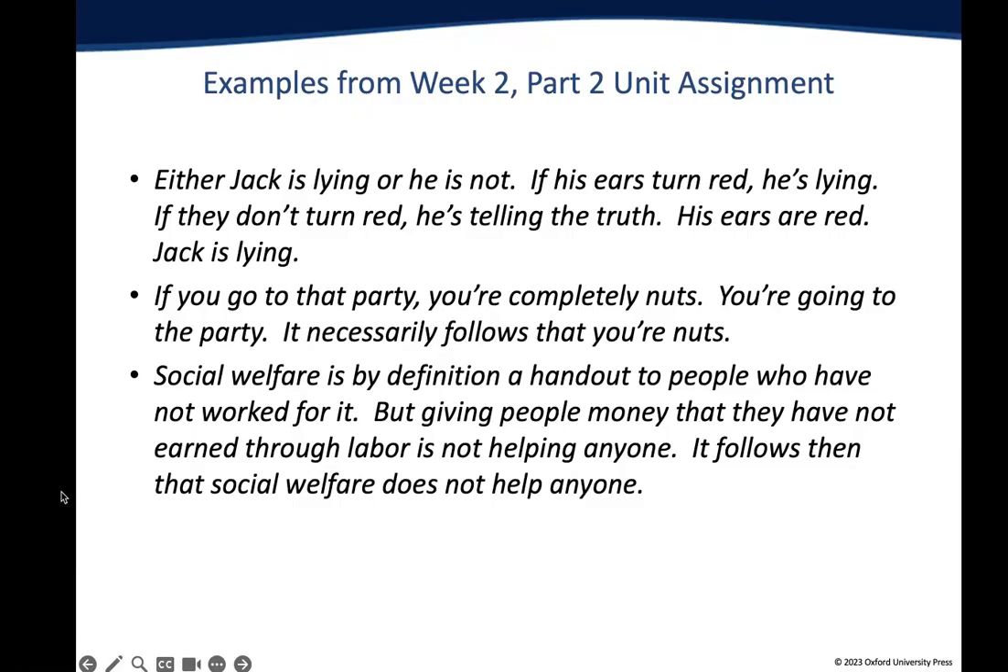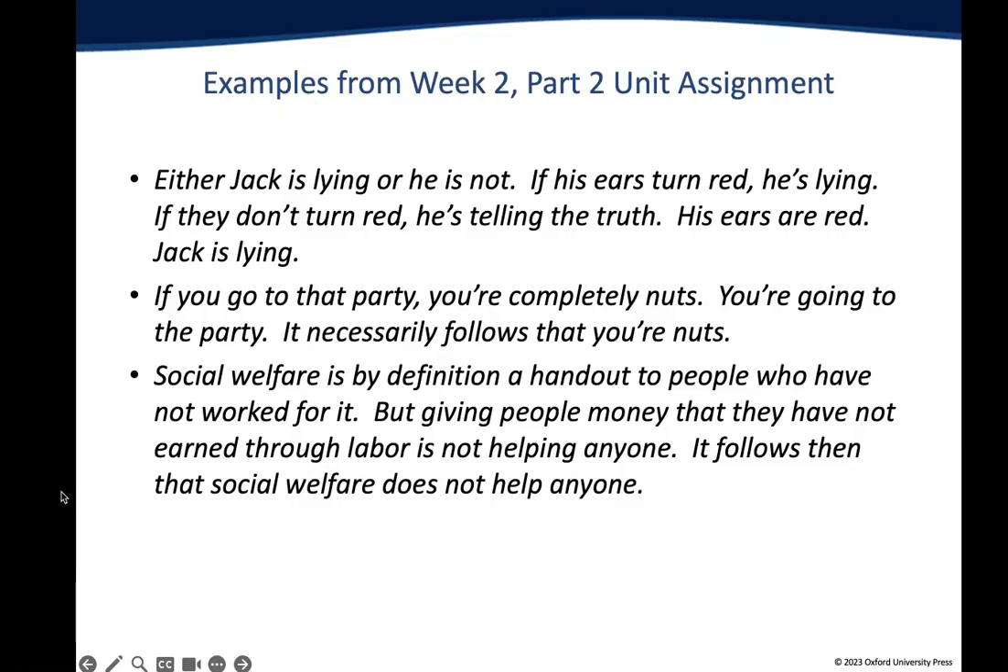If we look at that first one: either Jack is lying or he is not. If his ears turn red, he's lying. If they don't turn red, he's telling the truth. His ears are red, so Jack is lying. We can identify that conclusion, Jack is lying, and then all of that other stuff, either Jack is lying or he is not, if his ears turn red he's lying, if they don't turn red he's telling the truth, his ears are red, those are all premise statements.